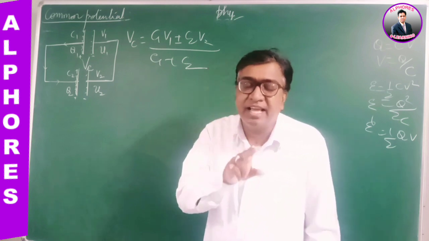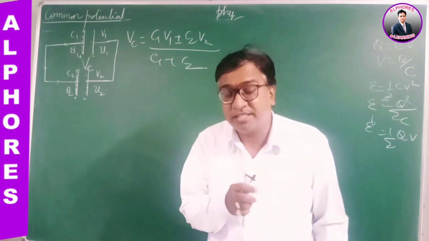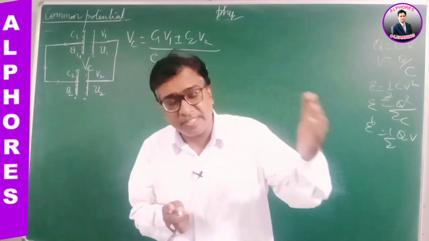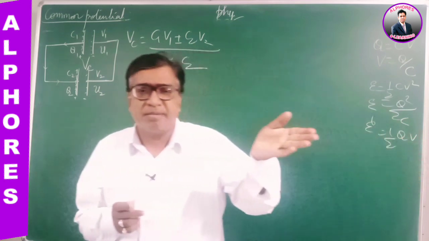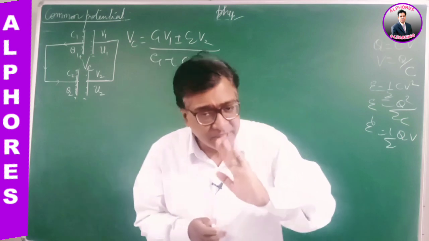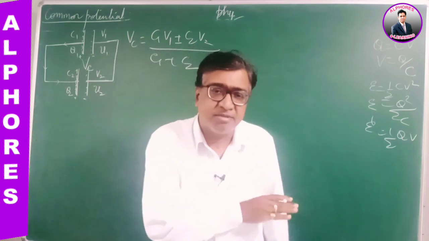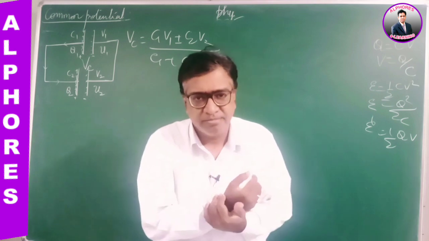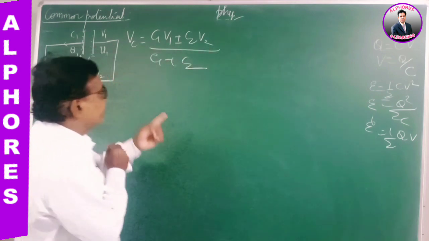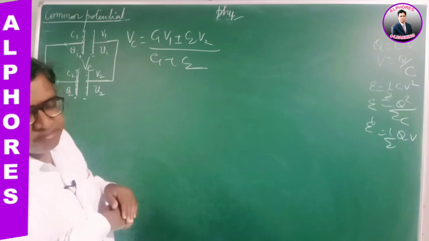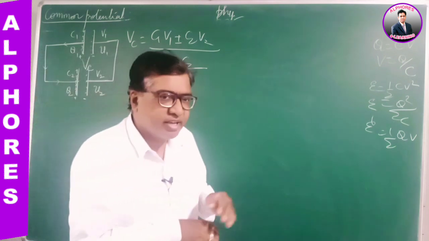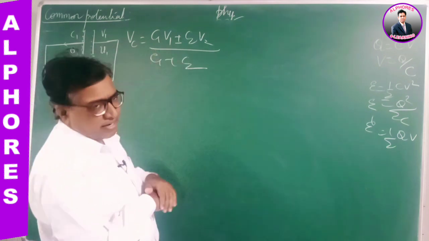Suppose I combine the unlike terminals together, plus connected to minus. The positive terminal of the first capacitor is connected to the negative terminal of the second capacitor, and the negative terminal of the first capacitor is connected to the positive terminal of the second capacitor, the reverse way. Then it is (C1 V1 minus C2 V2) by (C1 plus C2). Right? So this way the common potential can be arrived at.